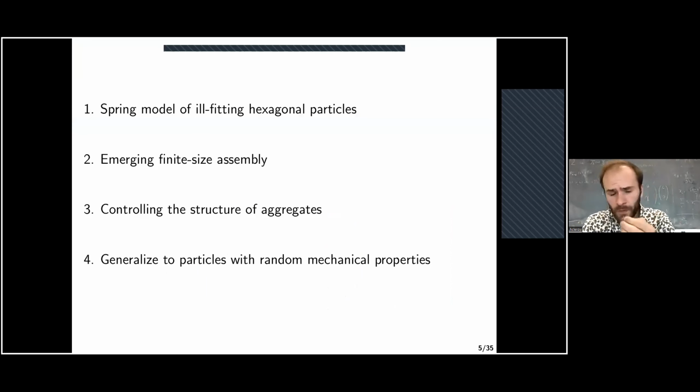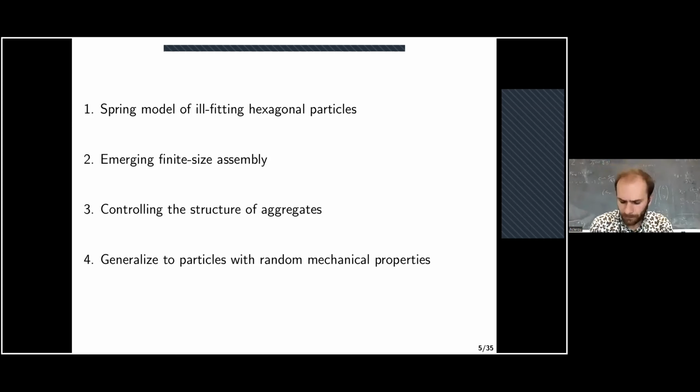To do so, I'm going to start by introducing a simple spring model of ill-fitting hexagonal particles. We'll see why they are hexagonal, by the way. And we will see how we can write equations about this, how we can solve the system a little bit, and I'm going to try to show you that some finite size assembly emerges, which is already not something especially trivial, and see how we can control the overall structure or the architecture of the aggregates by tuning the mechanical properties of the particles.